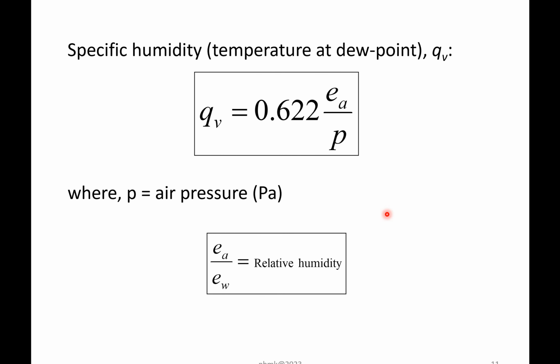Then there's another term that you need to know, which is specific humidity at the dew point temperature, which is denoted by QV. So this is the formula for that. It involves the actual vapor pressure in the calculation, and also the air pressure. And we denote this actual vapor pressure over the saturation vapor pressure as relative humidity.